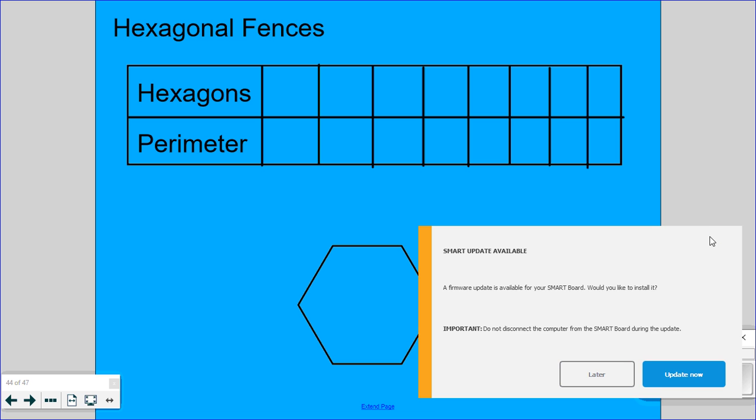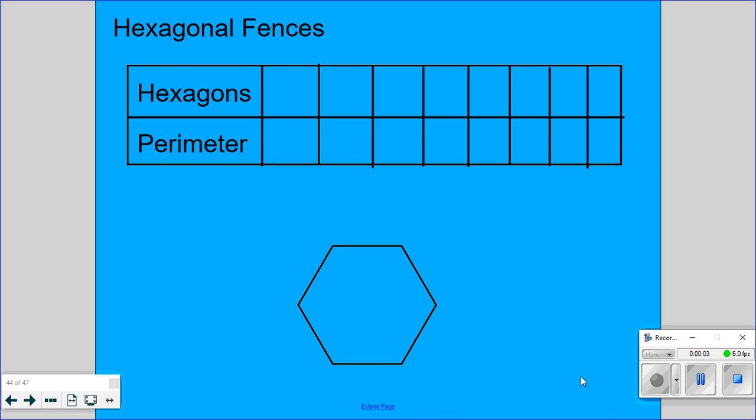We're going to start out by looking at some hexagonal fences. What does that word hexagonal mean? There's a root word in there that'll help us. Hexagonal. Jackson?